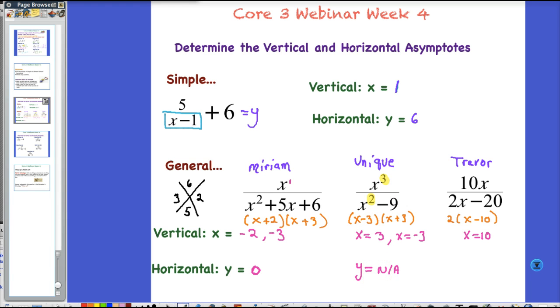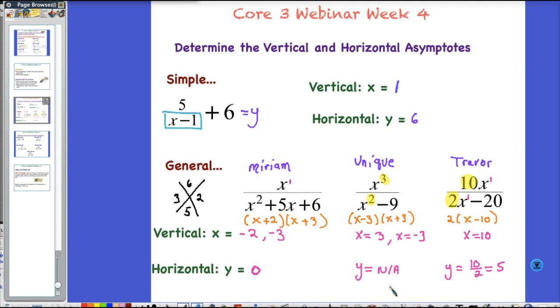Okay, last one. In this case with Trevor's, notice that the degrees are the same. This is x to the first power, and this is x to the first power. Anytime the degrees are the same, all you have to do is look at the coefficients of that x term. So we have 10 and we have 2. What you do is you take 10 over 2, just like it's written, and you simplify that. 10 divided by 2 is 5. So our horizontal asymptote would just be y equals 5.